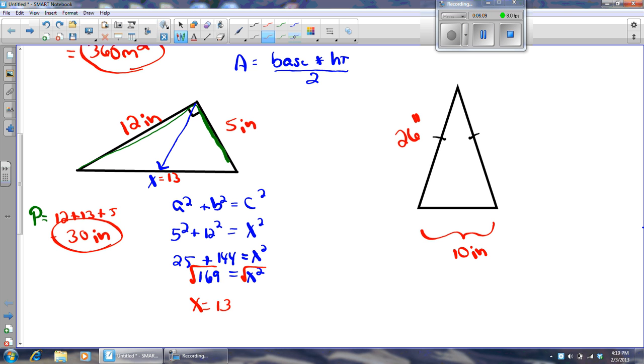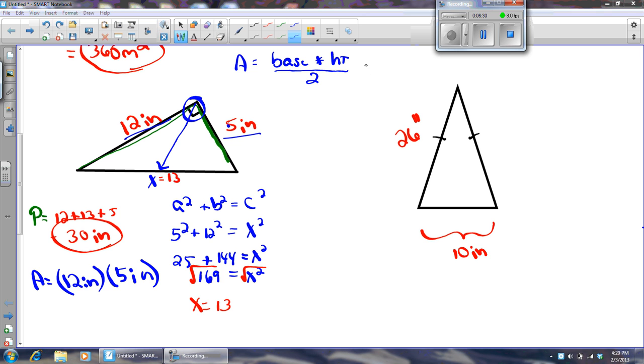Okay, to do my area, all I need are the base and height. So I look for my right angle, and it looks like I have a right angle here. One side will be my base, the other one will be my height. So the area is going to be 12 inches times 5 inches. Okay, and then I got to remember that I'm going to divide my answer by 2. All right, so 12 times 5 is 60. 60 divided by 2 is 30 inches squared.